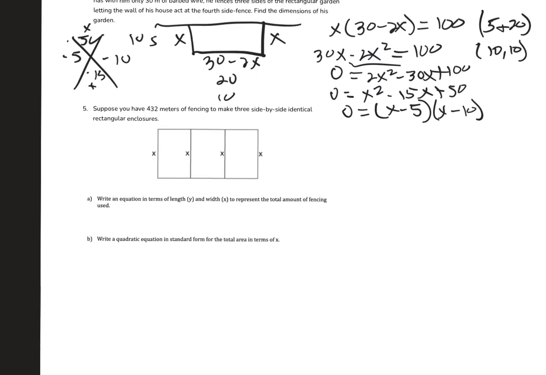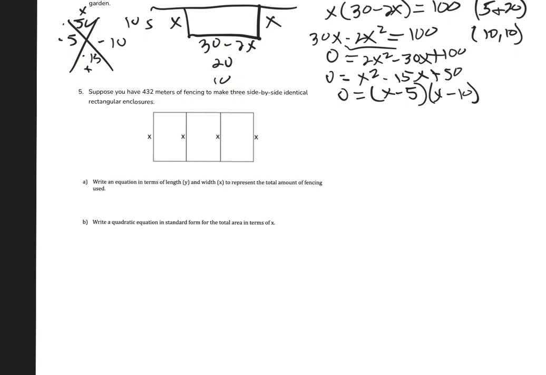Okay, on the next one we have 432 meters of fencing, and we need to make these 3 side-by-side identical rectangular enclosures, and we want to figure out the equation in terms of the length x and the length y and the width x represent the total amount of fencing used. So if we call this y, then the amount of fencing that we're going to use is going to be 2y, because we have y over here and y over here, plus 4x, and that has to be equal to 432, because that's the amount we have available for us in fencing.